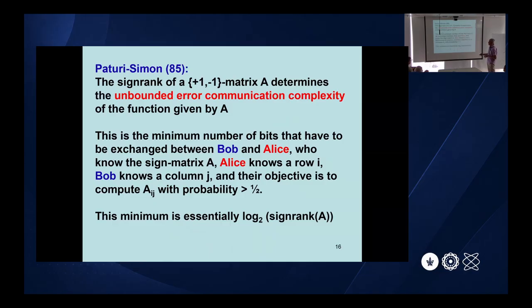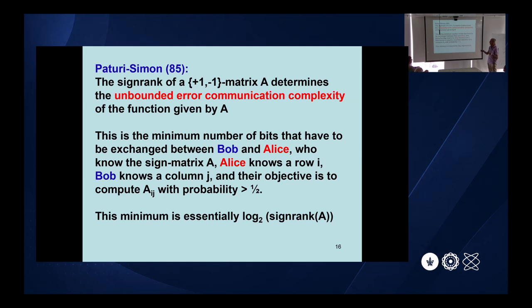Now, there was some reason to look at this sign rank. It appears in several things, but an early motivation came from a paper of Paturi and Simon, and they showed the sign rank of a plus minus 1 matrix determines what is called the unbounded error communication complexity of the function given by A. So what do we mean by this?